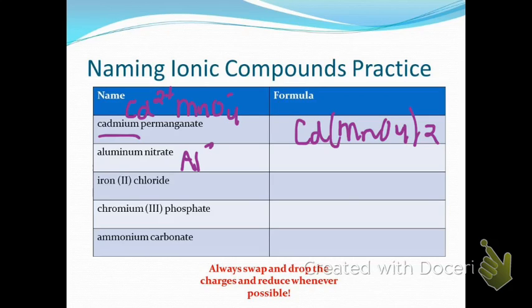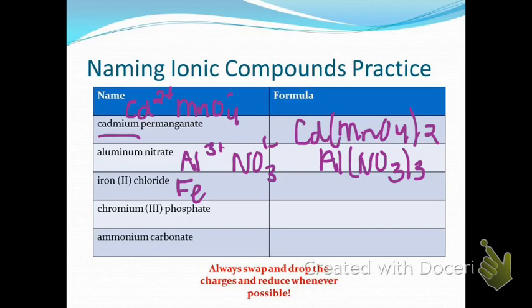Aluminum has a charge of 3+. Nitrate has a charge of 1-. Swap and drop, and you get AlNO3 parentheses 3. Iron has a charge of 2. Chlorine has a charge of 1. Swap and drop them, and you end up with FeCl2.